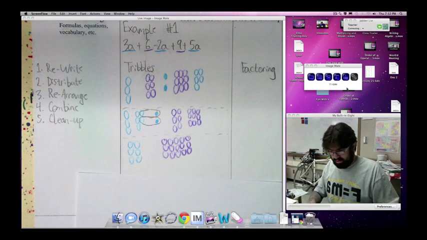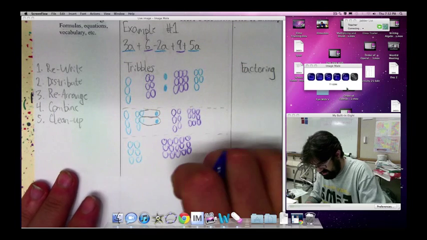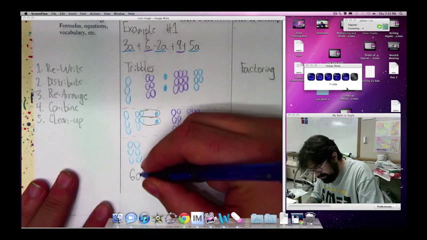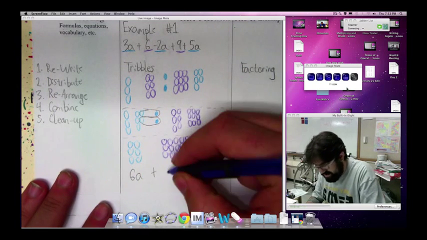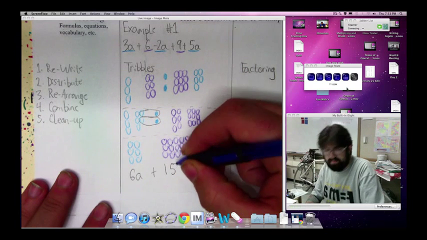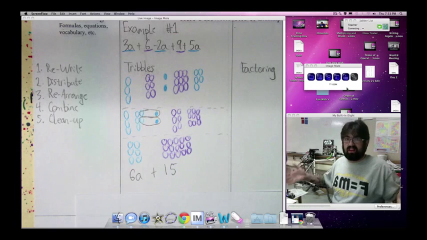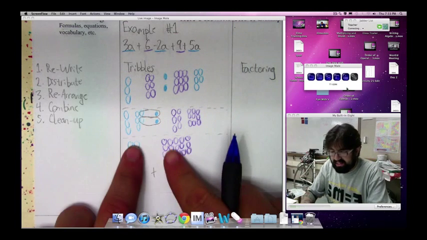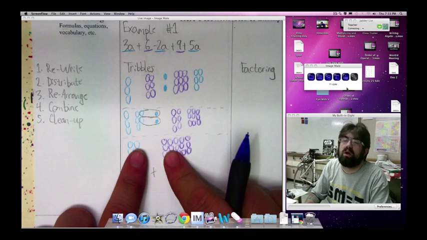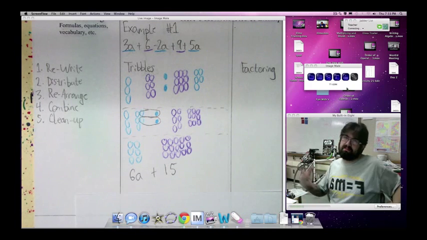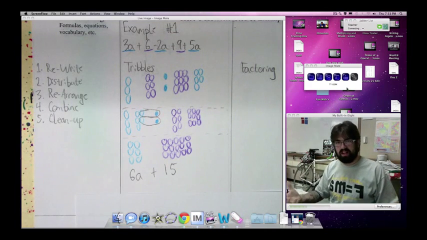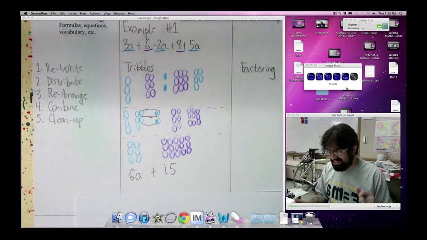The blue is A, so I've got 6 A's plus 15 constants. Constants have no variables, so we're done. 6A plus 15 is the answer. I can't combine blues and purple. That's like combining Dodgers and Giants fans, man. I'm not going to get into that today.